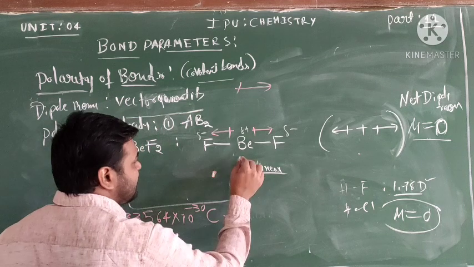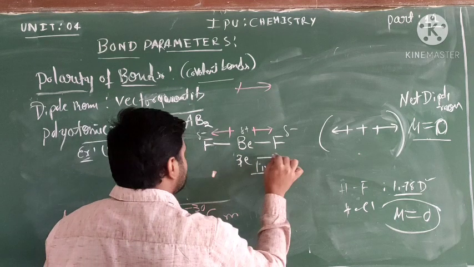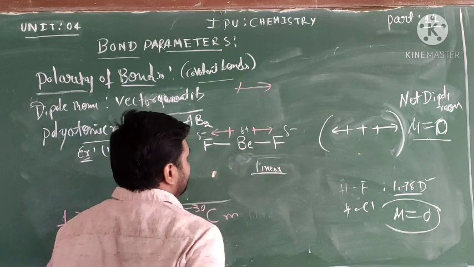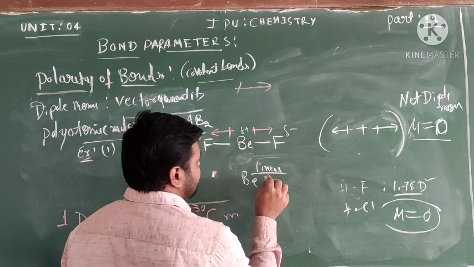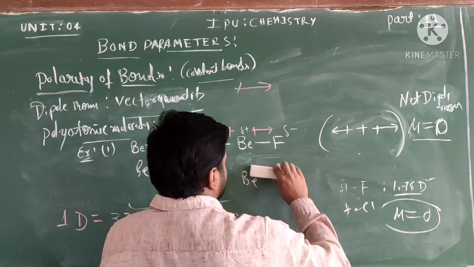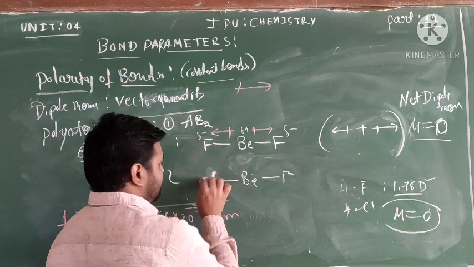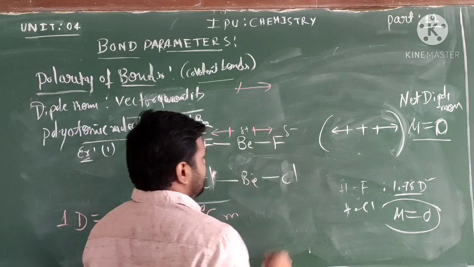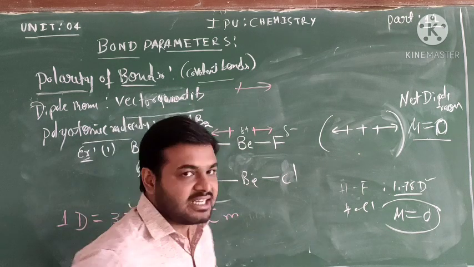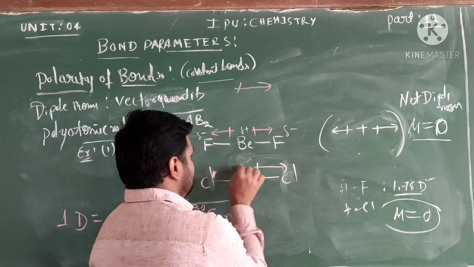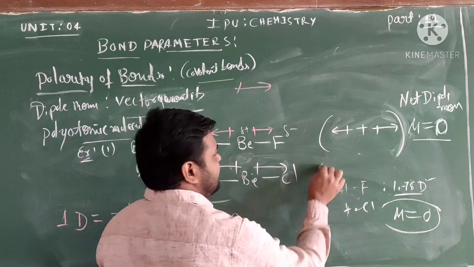One more example is beryllium chloride. The same thing will happen. Beryllium is less electronegative and chlorine is more electronegative, so the values cancel each other and the net dipole moment is 0.